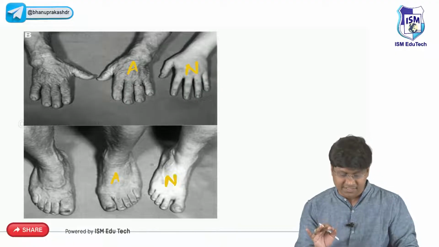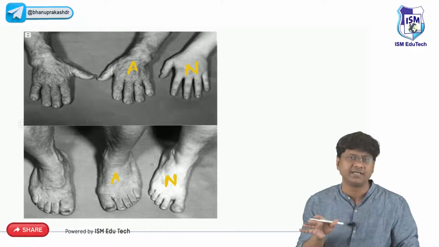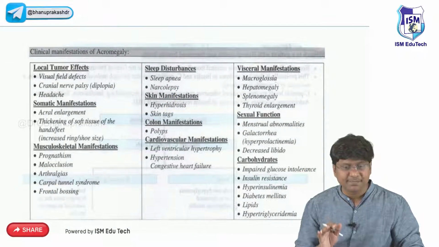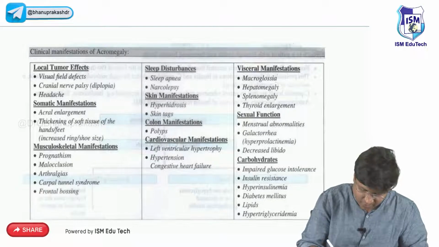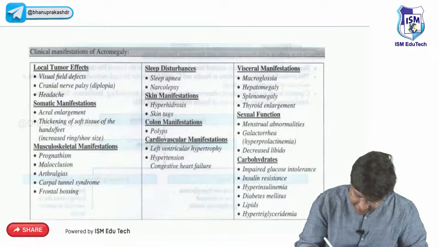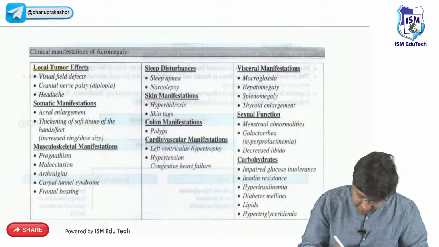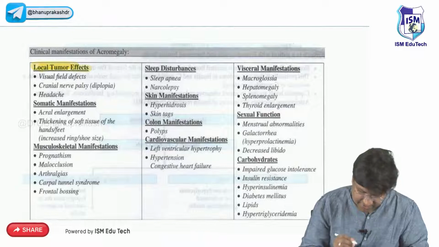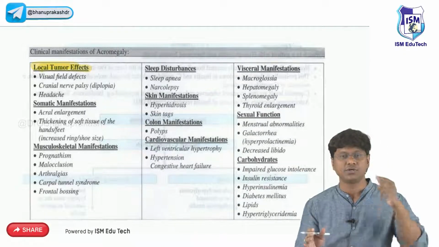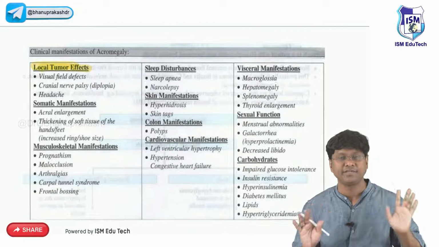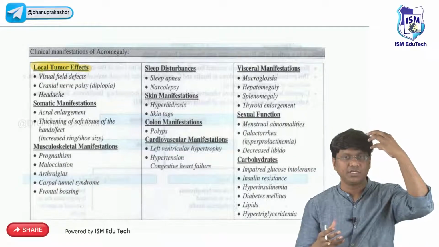Now, after having discussed the external picture, let me show you all the clinical features. This is a table which shows you all the features of acromegaly. That includes the local tumor effect. What is the most common cause of acromegaly? The most common cause of acromegaly is somatotroph type of pituitary adenoma. Now it's a tumor, so that is the reason why you will have the local central effects.